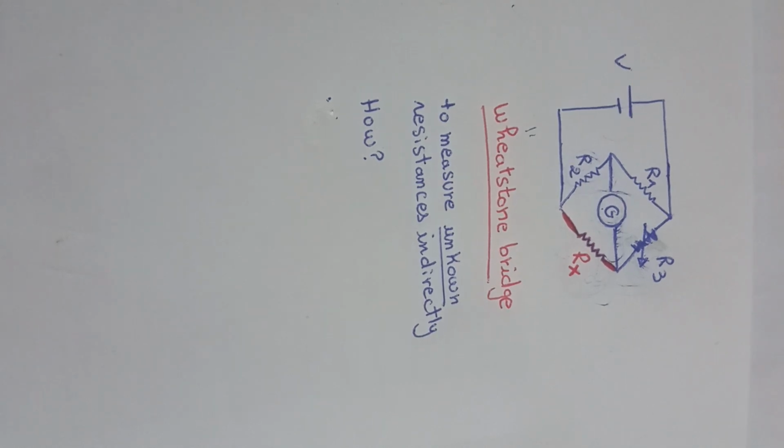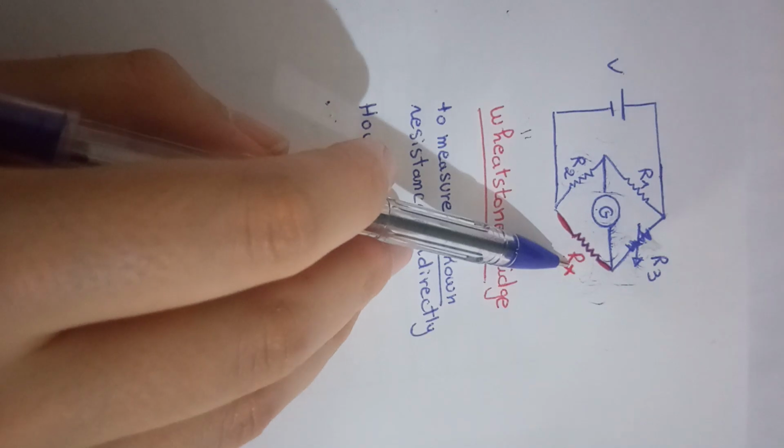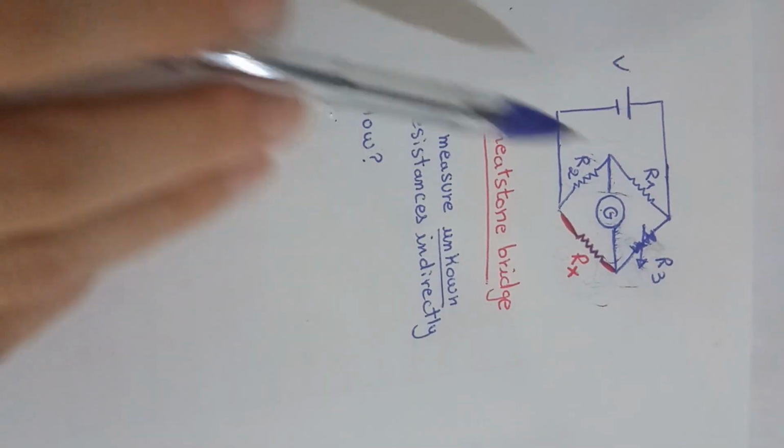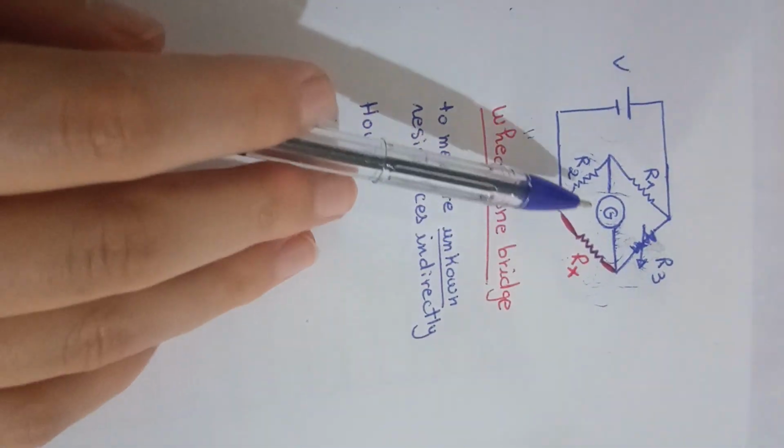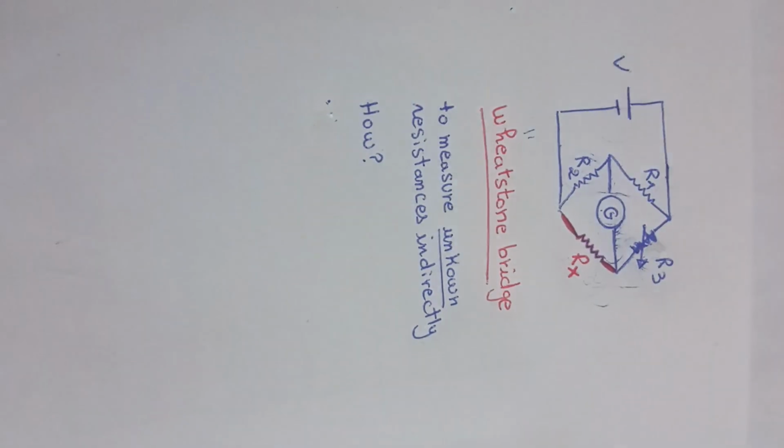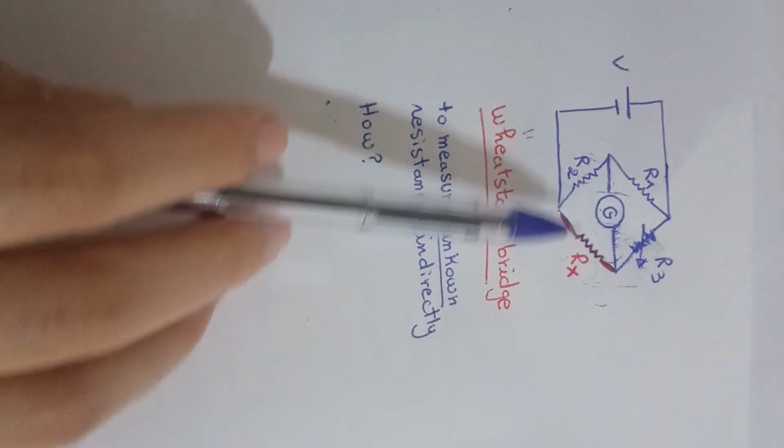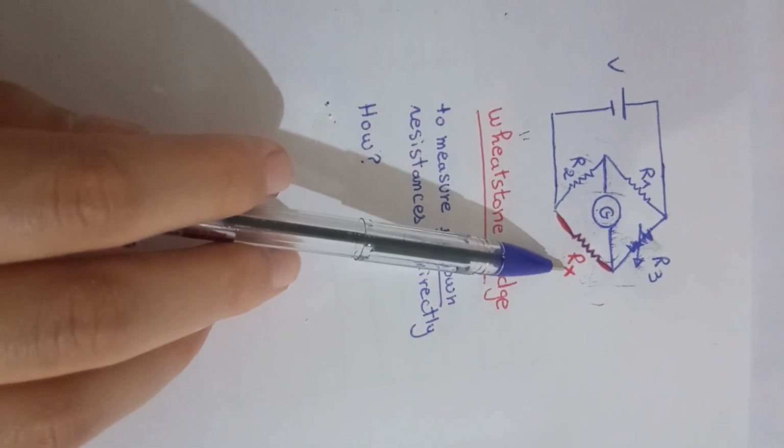Hello everyone! So, this circuit in front of you is called the Wheatstone Bridge, and this circuit is used to measure unknown resistances indirectly. Like in this case, we want to find Rx. So, we can look at the components of the circuit. We have one, two, three known resistances, and we want to find this Rx.